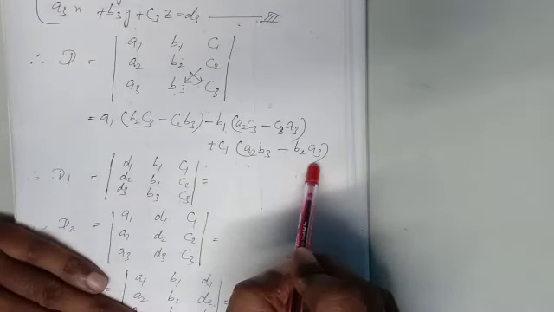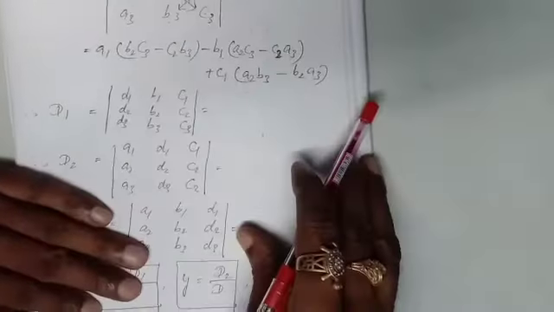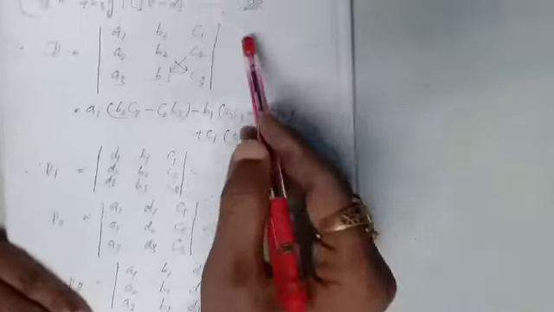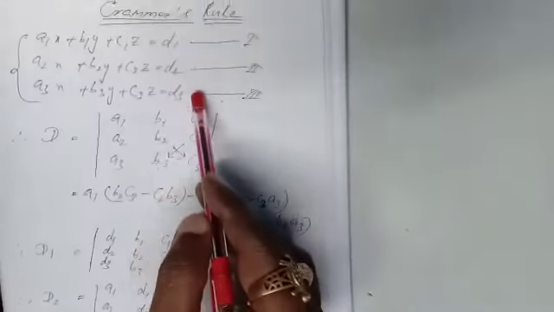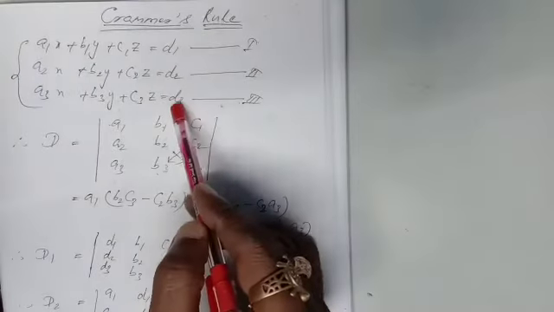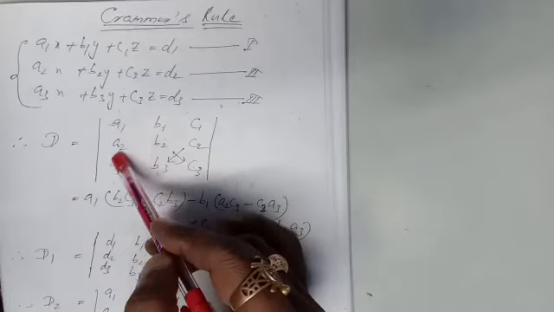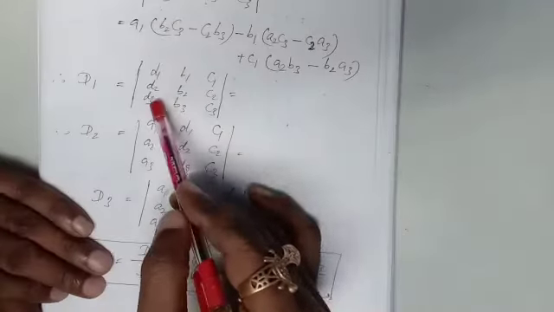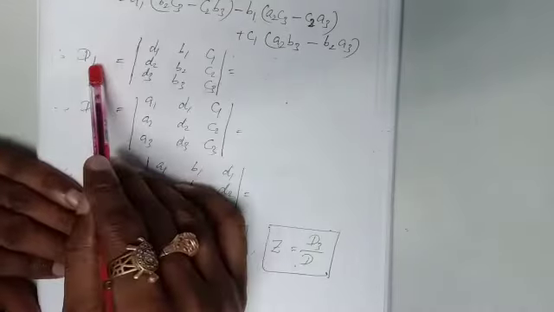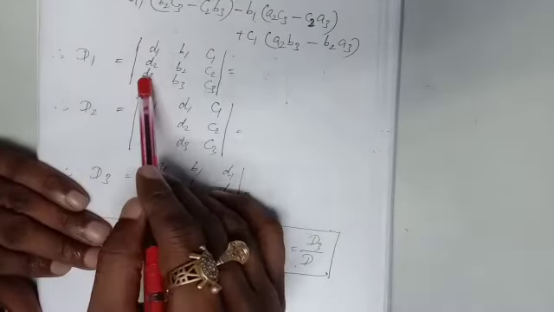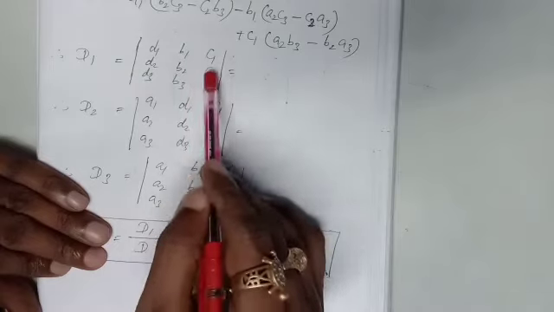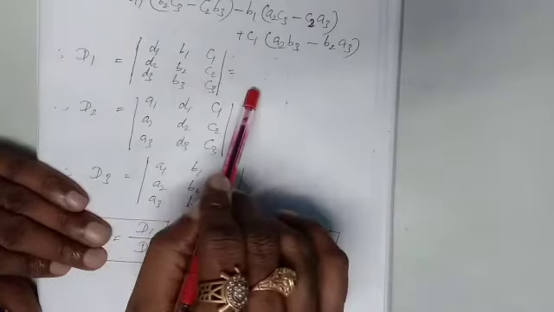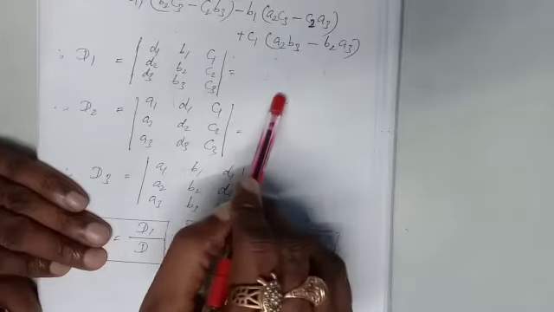After finding the D value, you will find D1. D1 is nothing but D with its first column replaced by the right hand side numbers, d1, d2, d3. You write d1, d2, d3 in the first column instead of a1, a2, a3. Then this will be d1, d2, d3, b1, b2, b3, c1, c2, c3. In this way you evaluate and get some number. I have omitted the expansion here because the same procedure applies.